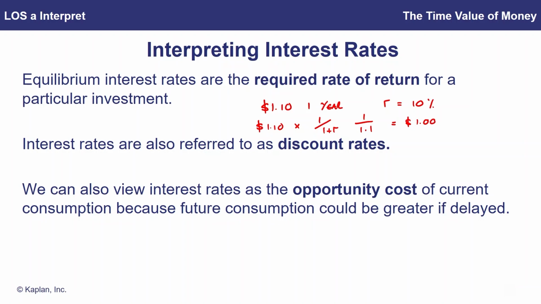Now, our third point here is we can view interest rates as the opportunity cost of current consumption, because future consumption could be greater if delayed. Okay, in other words, if you decide to consume your income, you are foregoing the interest that you could have generated if you'd saved your income. So the lost savings are the opportunity cost of consumption.